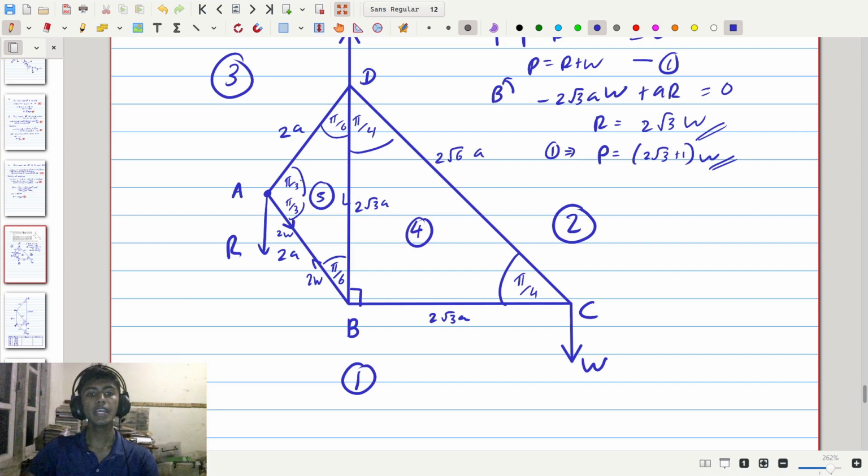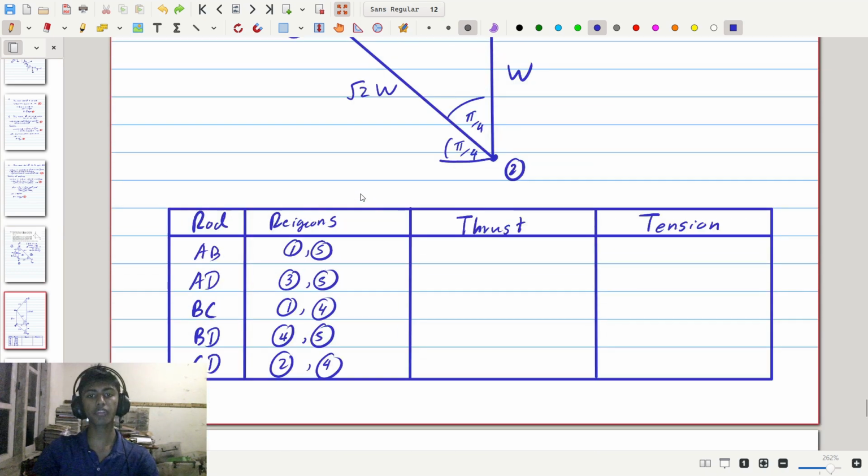Now you can see, if we are pushing the rod AB in this direction at this end, and we're pushing it by the same force of 2W in this direction at the end B, then what we're doing is crushing the rod. You can imagine a force of 2W on one end pushing the rod in one direction, and another force of 2W on the other side pushing the rod in the other direction. So what we're doing here is compressing the rod. If we are compressing the rod, then the rod is under thrust, and therefore we can go down to the table and write that the thrust here is of magnitude 2W. So for the rod AB, we have a 2W thrust, and it's not a tension, so we can mark that blank.